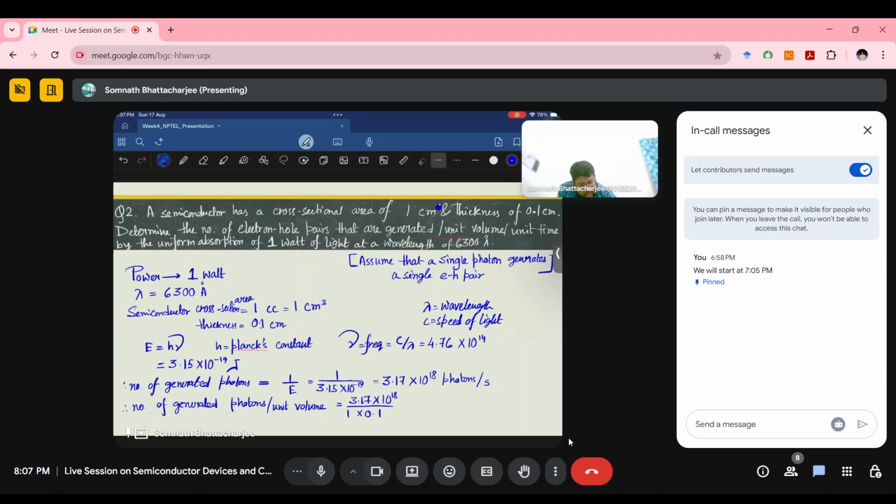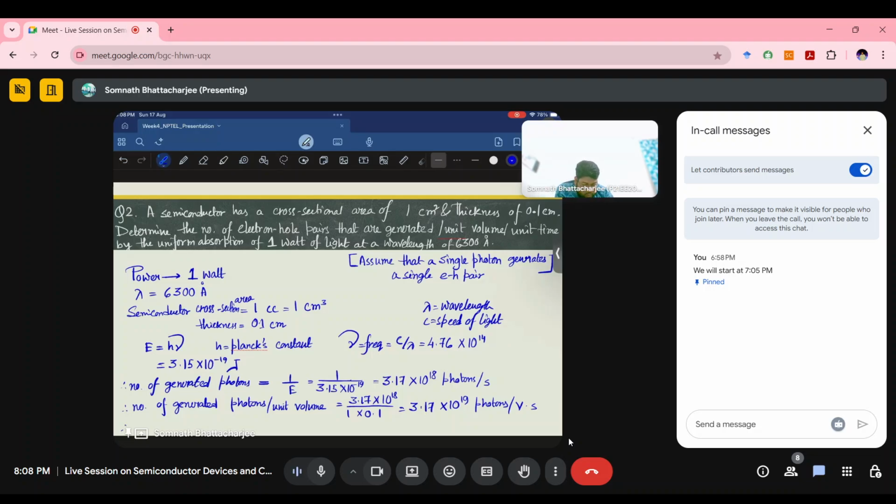I guess there's a mistake here. It should have been like this. There's a mistake in the question, maybe. That's why it should be 3.17 into 10 to the power 19 then. So this is in photons per unit volume per unit second.